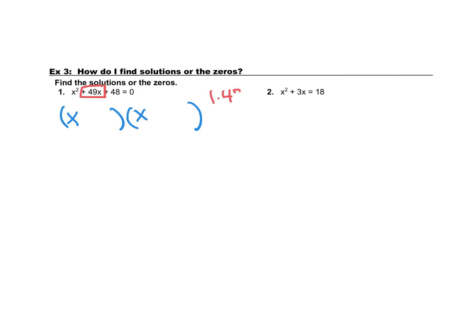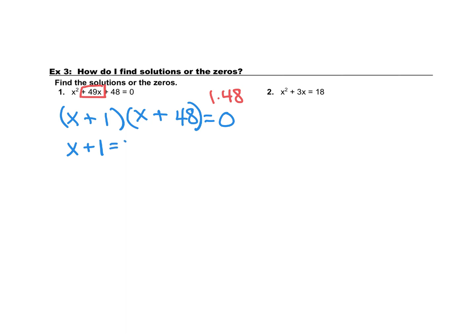1 times 48. Instead of listing them all, right now I can see that a 1 and a 48 could make 49. So I'm going to take 48 and 1. And I know they're both going to be positives because those added together make a positive. And now this is equal to 0. This last step is simply solving it.